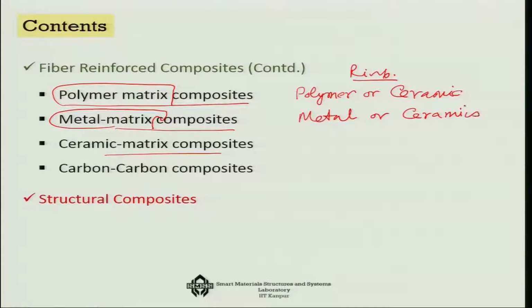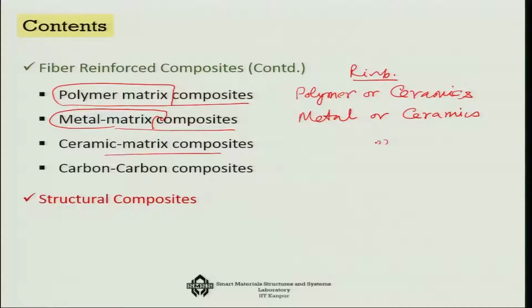The reason why polymer and ceramics are chosen for polymer matrix composites is, one, the matching of coefficient of thermal expansion plays an important role, and secondly the strength and exactly the interlocking that takes place between the fiber and the matrix plays an important role. Also the fabrication process plays an important role. So this is metal matrix, and for ceramic matrix composite it is the same thing, metal or ceramics.